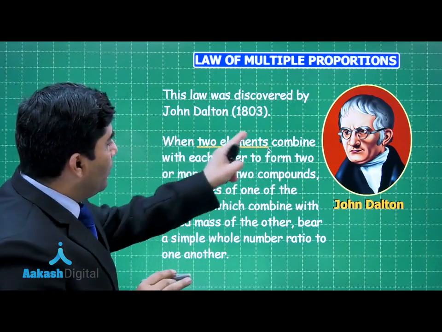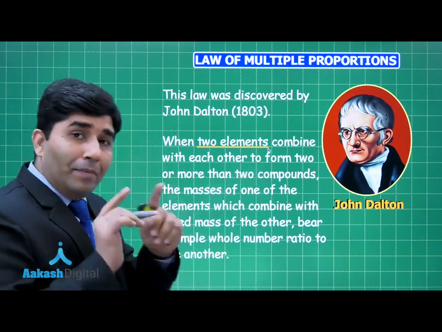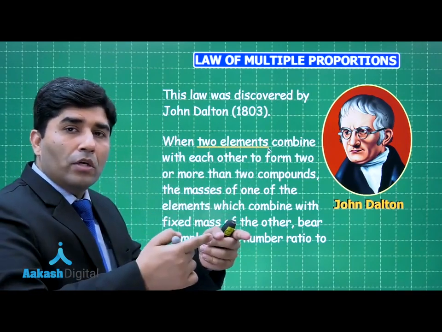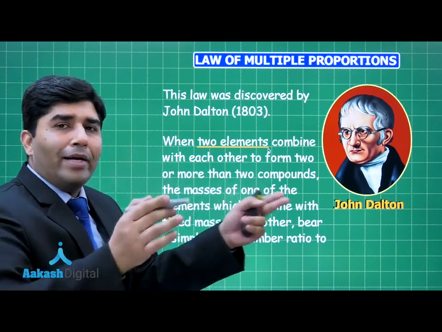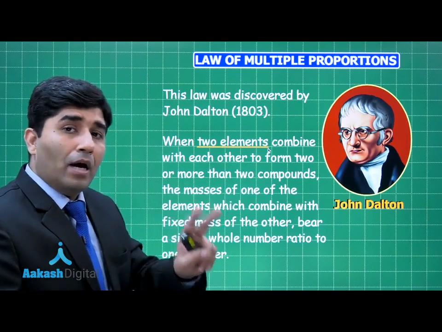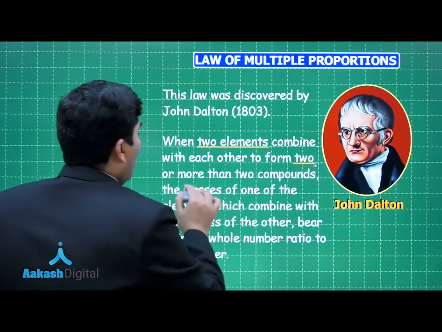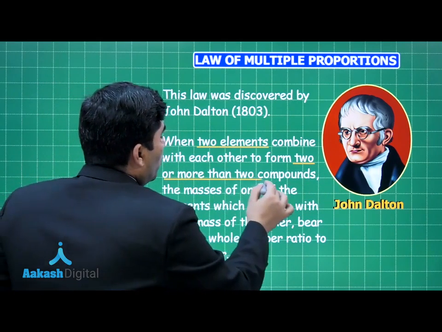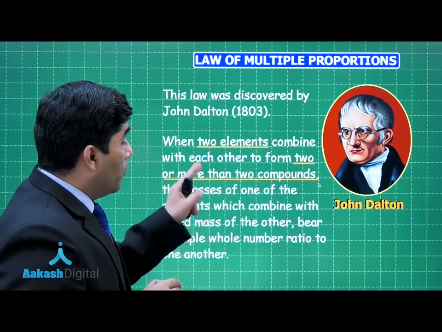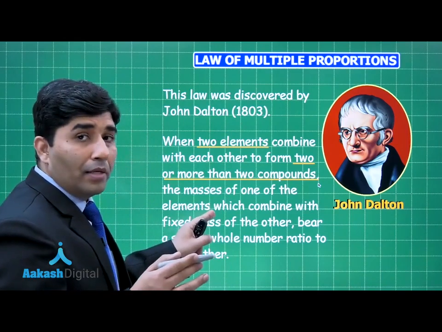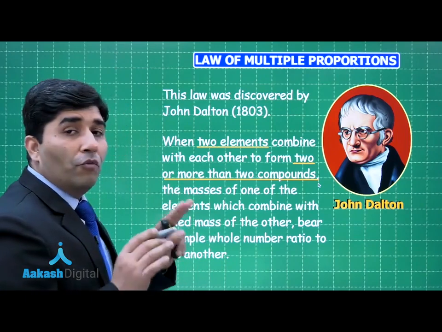So when two elements combine with each other to form two or more than two compounds, it means that there are two compounds or more than two compounds. It means that there can be an infinite number of compounds, but the elements are two only, right? So, two or more than two compounds. The masses of one of the elements which combine with the fixed mass of the other bear a simple whole number ratio to one another.